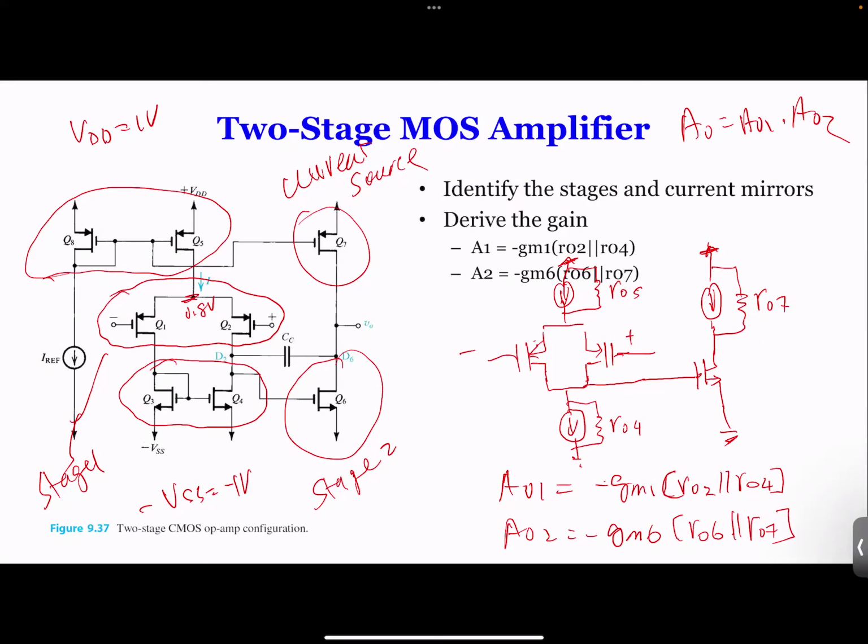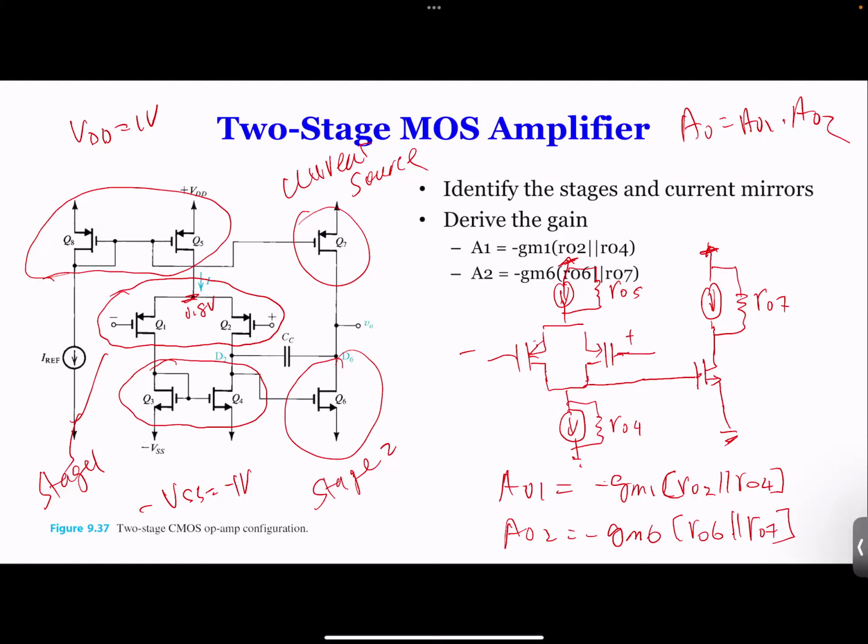First of all, you can see what happens if Q7 goes out of saturation. If Q7 goes to triode, what happens? You lose the biasing current of Q6. So your VO max will be when Q7 goes out of saturation, when Q7 is in triode. How much voltage drop for VDS of Q7? 0.2, right? So your output over here, the maximum you can get is 0.8. So 1 volt minus this, so 0.8, that's your maximum output.